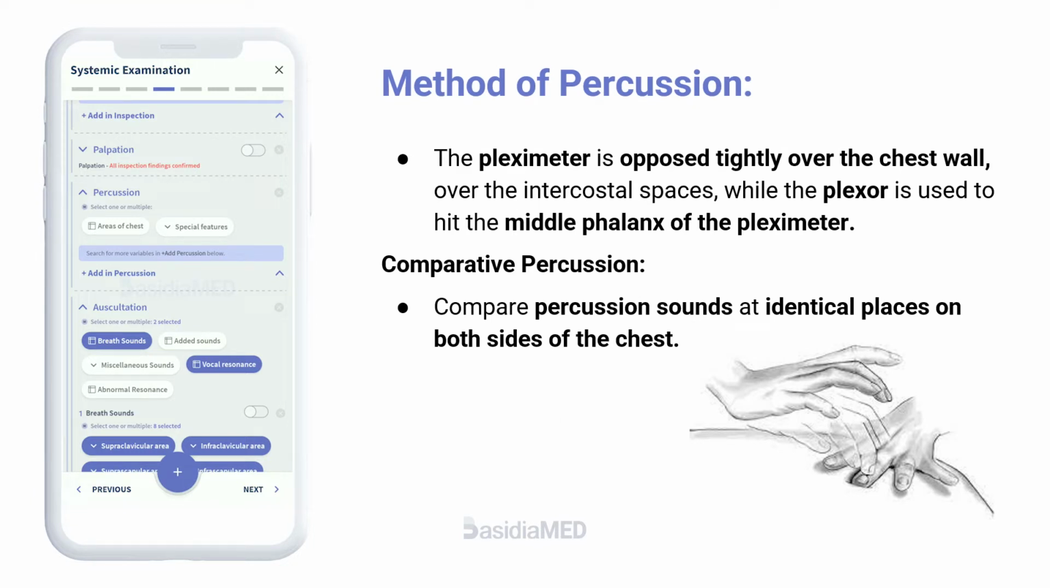Method of percussion. The plexometer is apposed tightly over the chest wall, over the intercostal spaces, while the plexor is used to hit the middle phalanx of the plexometer.